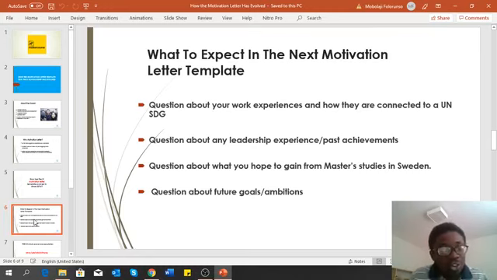For example, you should expect a question about your work experiences and how they are connected to the UN SDGs. And then you should expect a question about any leadership experience or past achievements. You should expect a question about what you hope to gain from master studies in Sweden. You should expect a question about your future goals and ambitions.